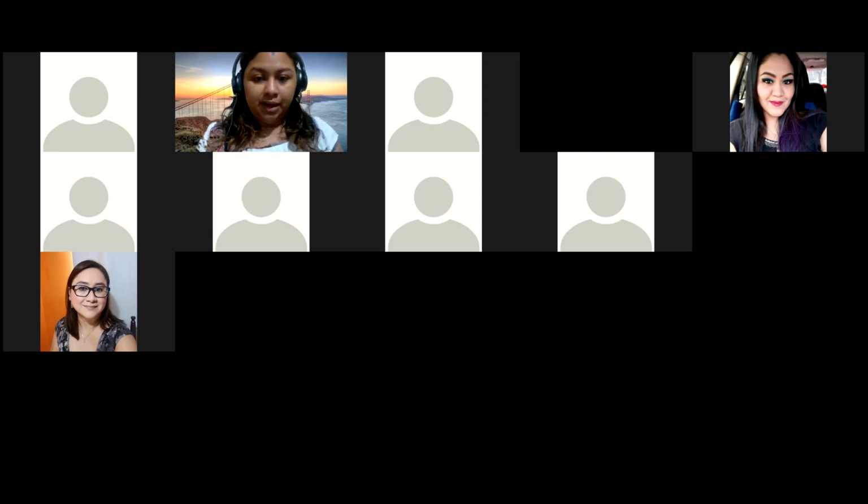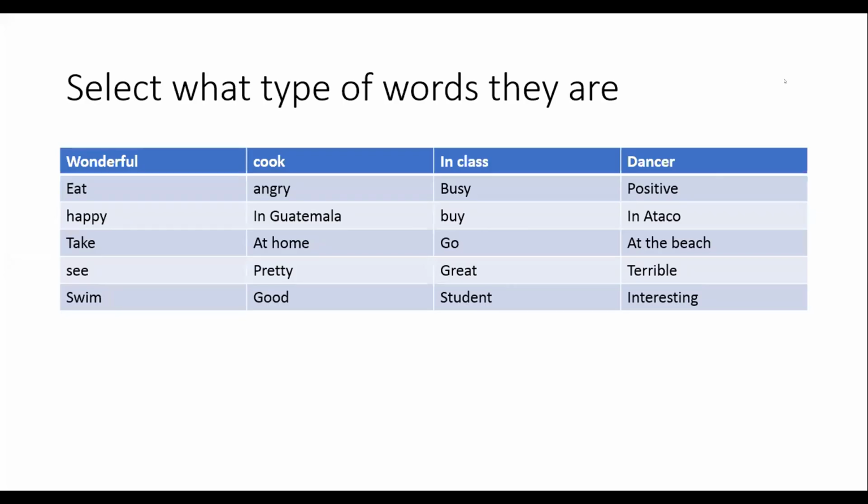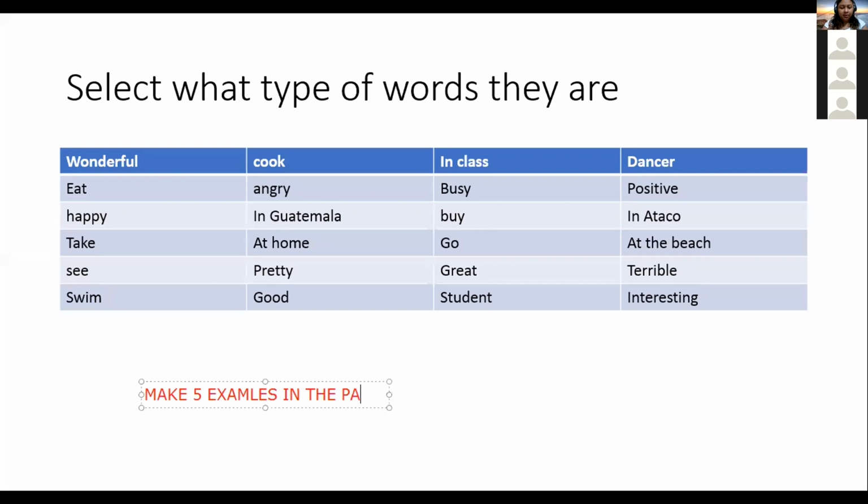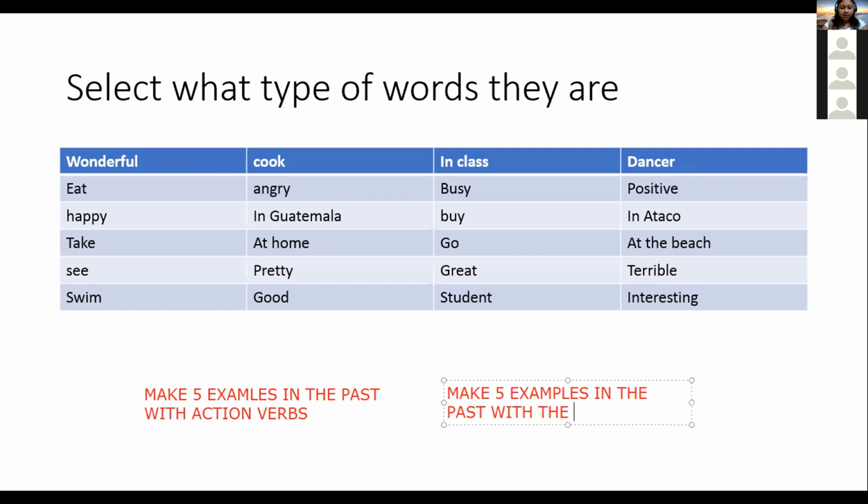For the next activity, we're working with this information here. Since now you have the categories, you know how to make a difference. The instruction is to make 5 examples in the past with what? With action verbs. And the other one is make 5 examples in the past with the past of what? With the past of be. Right.